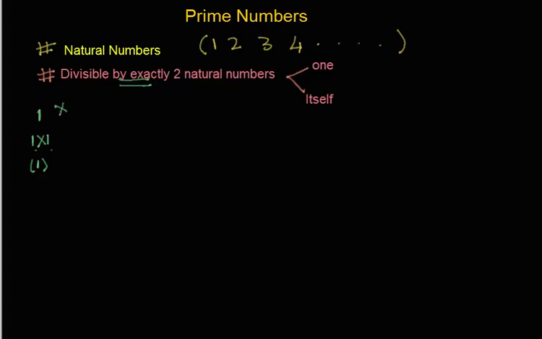We'll take up 2. Is 2 a prime number? We know that 2 is divisible by 1 and 2 is divisible by itself, 2. These are the only two numbers which can divide 2 completely. So it has two factors, it's a natural number, so it satisfies both the rules of a prime number. So 2 is a prime number.